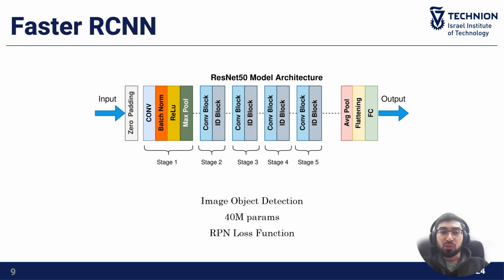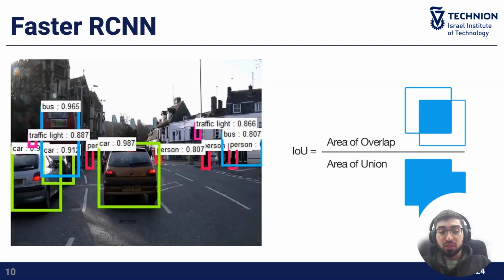We use the built-in support in Torch Vision for image object detection, which is ResNet 50 with 40 million parameters, and the RPN loss function, which takes into account two things. It takes into account the categorical loss and the boundaries loss. In the case of digital signal processing, we mainly care about when the data starts and ends. So instead of the IOU metric that is commonly used for box boundaries loss, we implemented the IOU x-axis, which focuses only on the time domain.